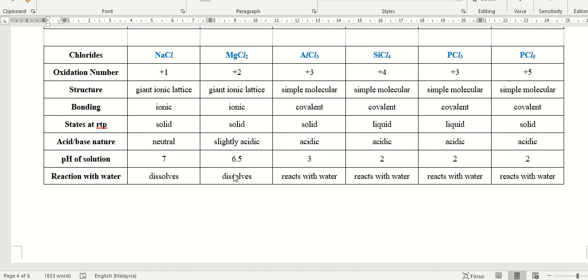Now magnesium chloride, when added sodium hydroxide, because it's acidic, it will form magnesium hydroxide. Now we know that magnesium hydroxide is not soluble in water, or sparingly soluble in water, so it will give you a white precipitate. That is not soluble in water. So L confirmed is magnesium chloride.